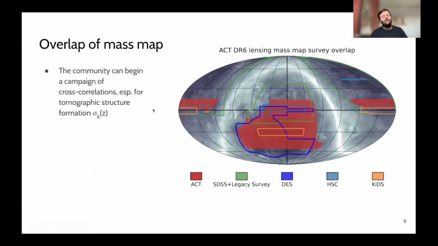We hope that this lensing mass map will be really, really useful to the community, because the community will be able to begin a campaign of cross-correlations of this ACT lensing mass map with other tracers. And this will be interesting for cosmology, for astrophysics in many different ways. For example, it'll allow you to make precise measurements of the growth of structure as a function of redshift using such cross-correlations. Part of the reason this map will be so useful is that it has great overlap with several optical and infrared surveys, including the Dark Energy Survey and SDSS, as shown in this overlap plot.